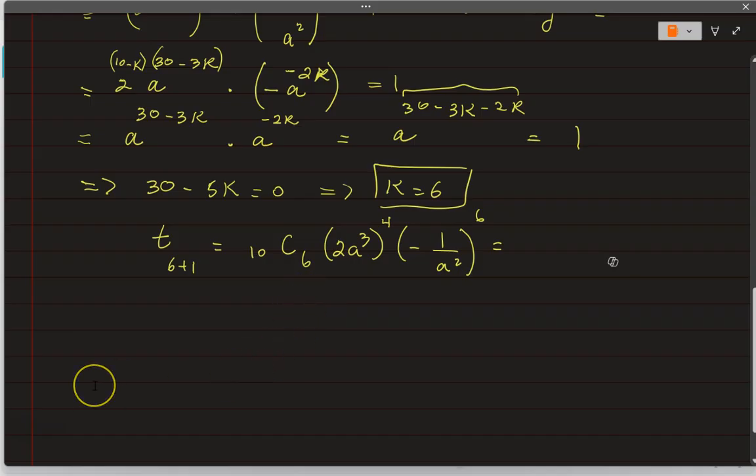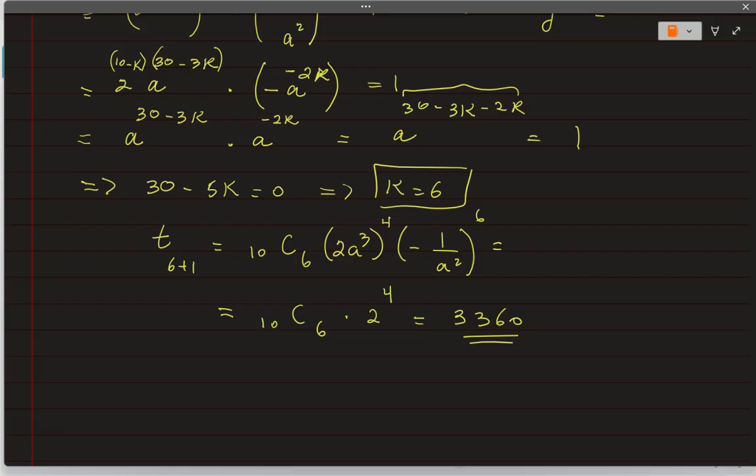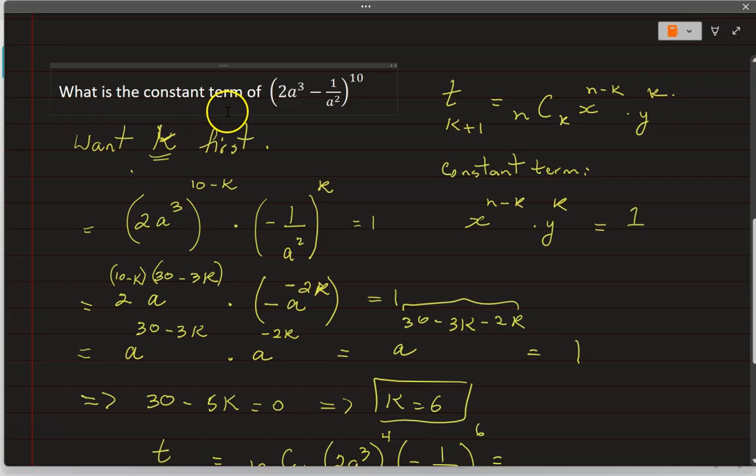Okay, very straightforward. And then when you simplify this, you will end up getting 10 choose 6 times 2 to the 4, which will end up being the constant term 33,360. All right, so this is the answer to this question. What is the constant term of this binomial expansion?